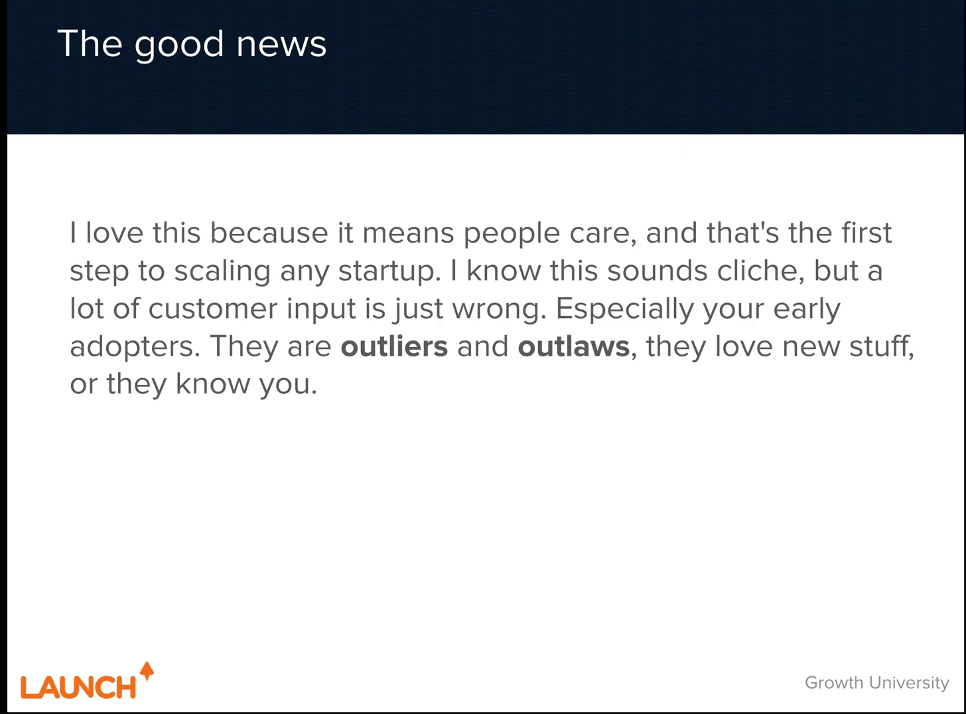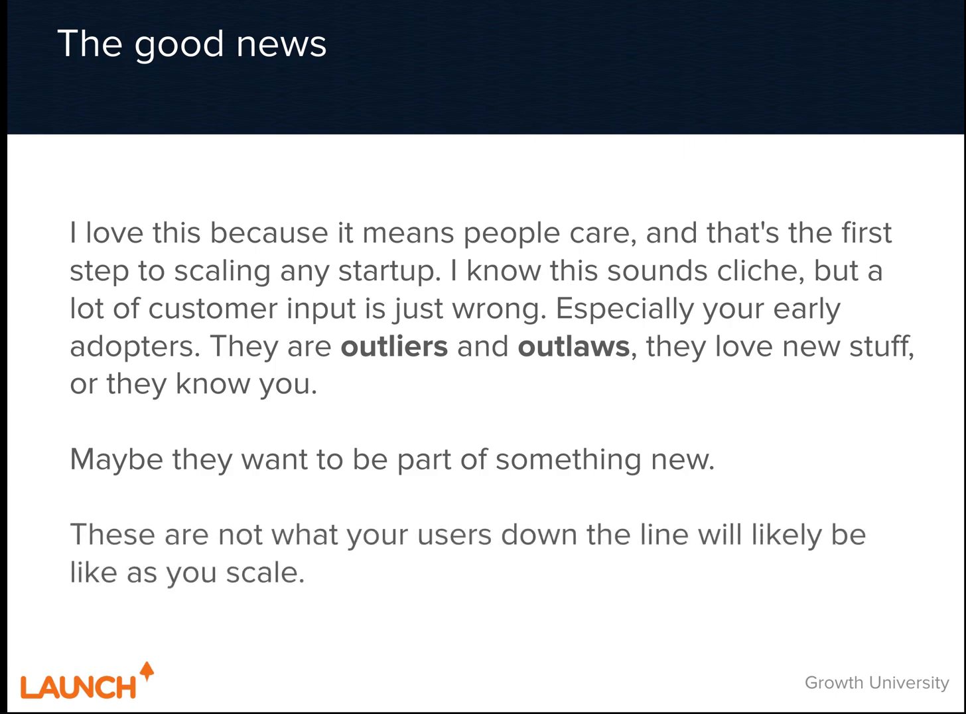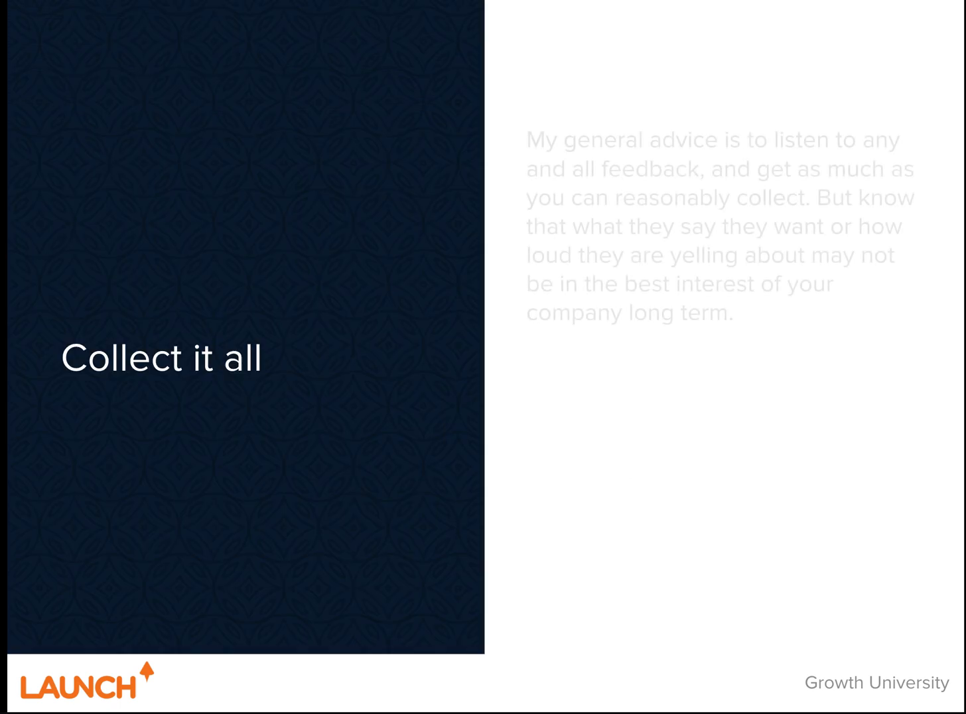They're outliers and outlaws. They love new stuff, or maybe they even know you personally. Maybe they want to be part of something new. These are not what your users down the line are probably going to look like as you scale. These are early adopters. They're called that for a reason. The folks hanging out all day on Product Hunt are probably not your long-term viable users. Collect all the data you can.